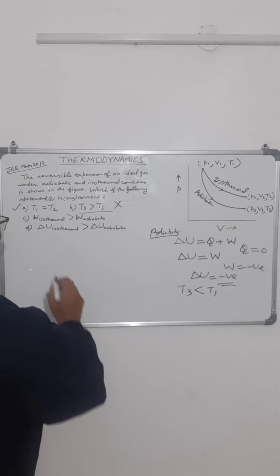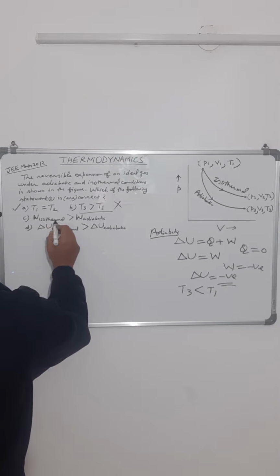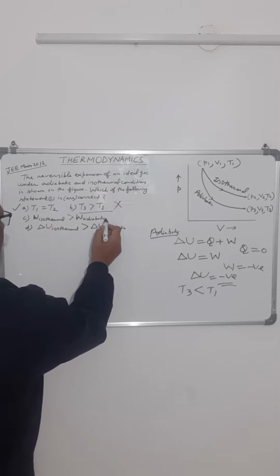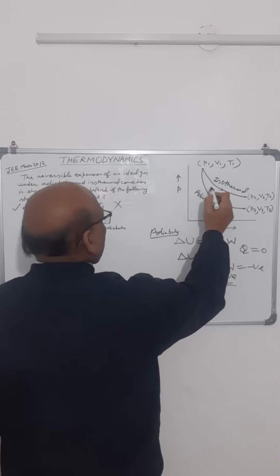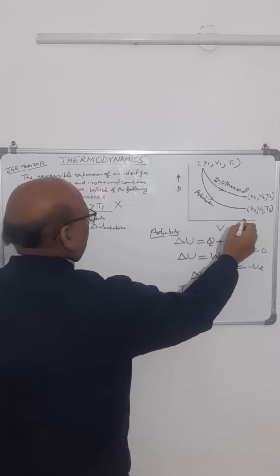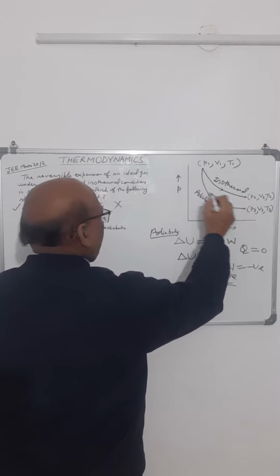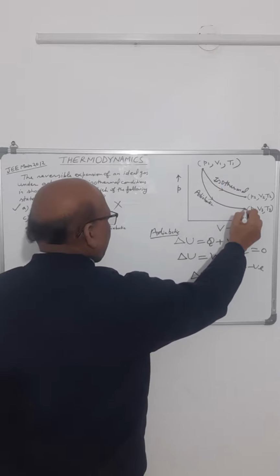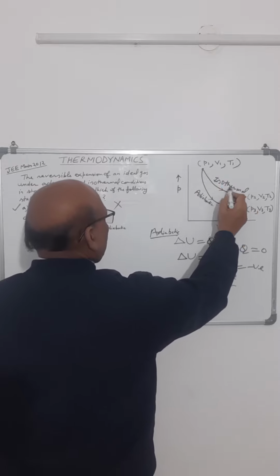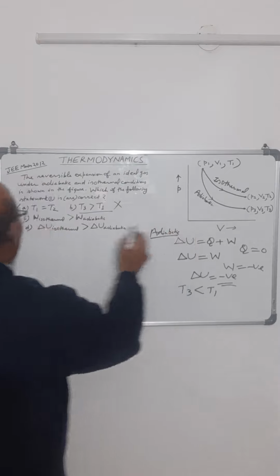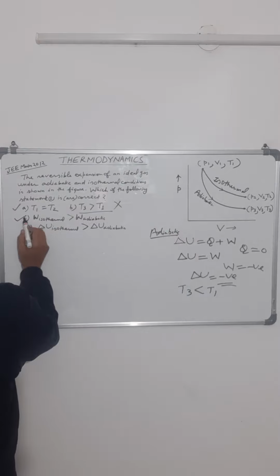Okay, now let us see the C statement, that is W isothermal is greater than W adiabatic. We know that the work done is given by the area under the PV curve. So the area under the isothermal curve is more as compared to that under adiabatic curve. So W isothermal is greater than W adiabatic. So C statement is also correct.